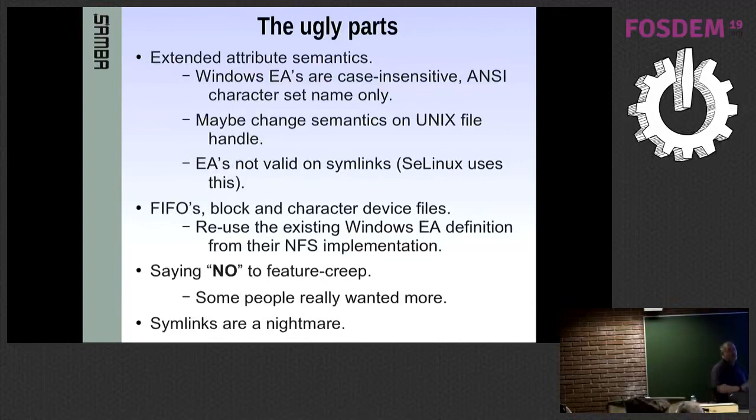The other thing is EAs on Windows and also on Samba are not valid on symbolic links. And the only issue is SE Linux uses this. But being as the first thing that people do is usually turn off SE Linux, I'm not terribly worried about that. Maybe we'll have to revisit that. For weird things like FIFOs, block and character device files, Windows already has a way of encoding those. They needed it for the NFS server, just reuse it.